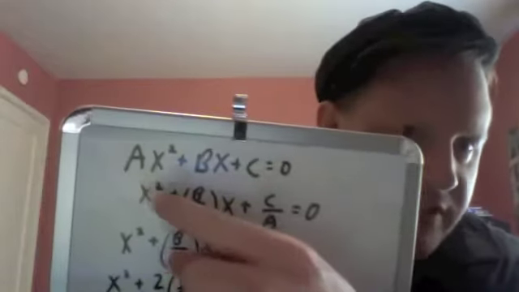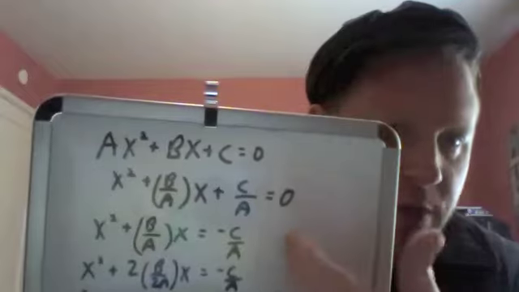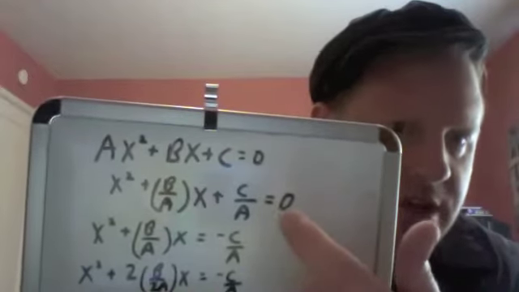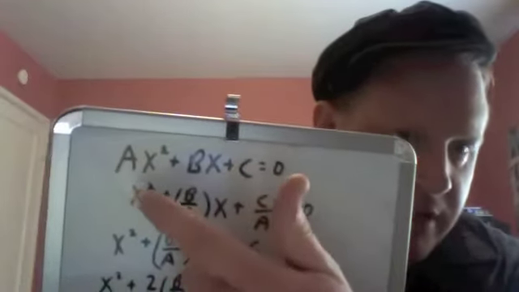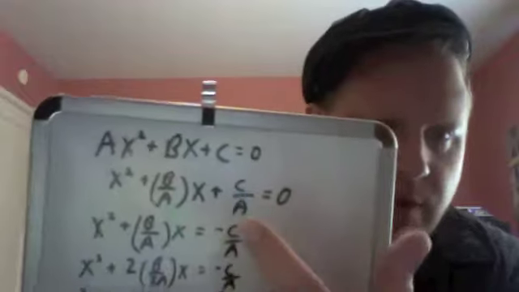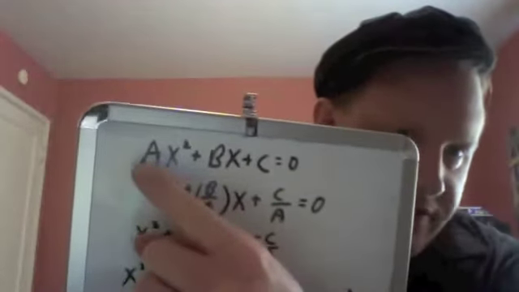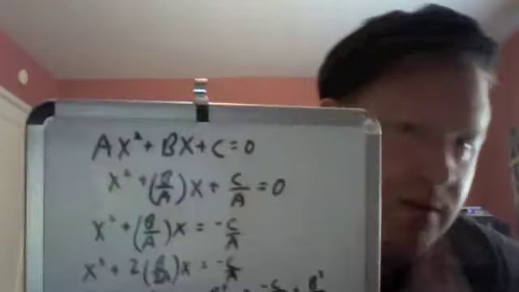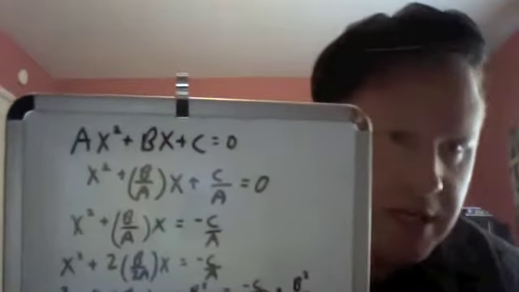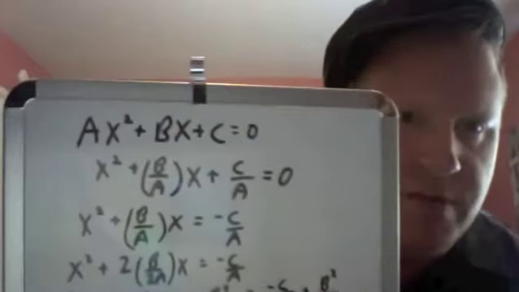Okay, so we're going to be isolating the x on the left side of the equation, and we're going to have a whole bunch of numbers on the right side. The very first thing we're going to do is divide by a. So again, a has to be non-zero for us to be able to do that.